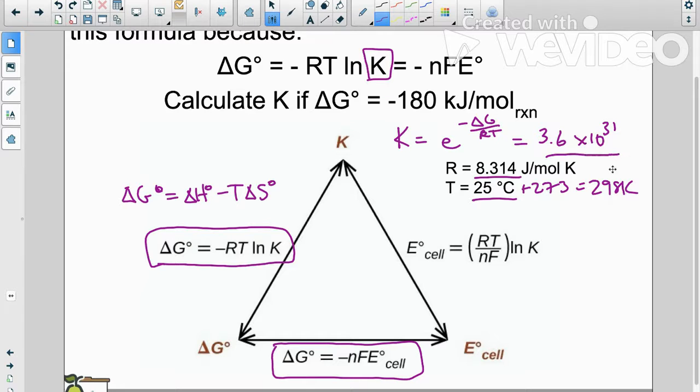So a huge equilibrium constant, okay, indicating that this is a very product-favored reaction, which we would expect since delta G is negative and spontaneous. So this reaction is favored, okay, in the forward direction. And we can also see that from the positive cell potential.